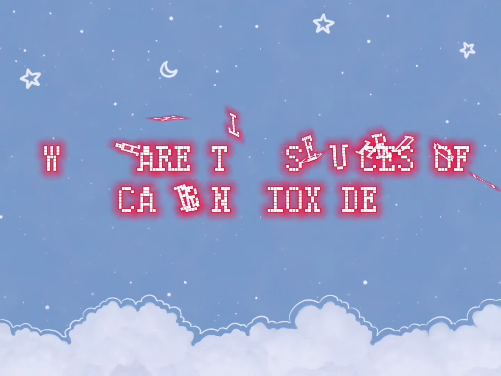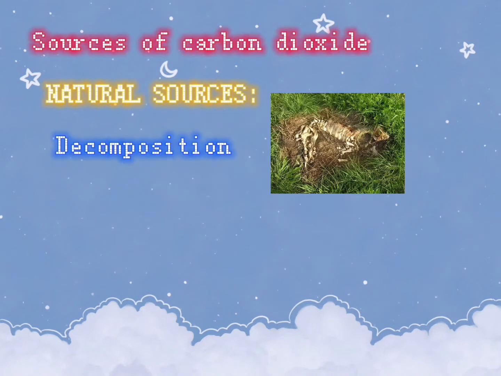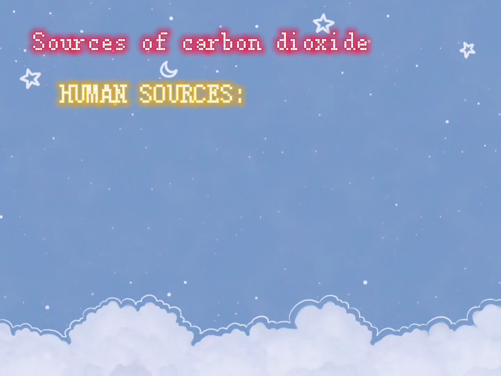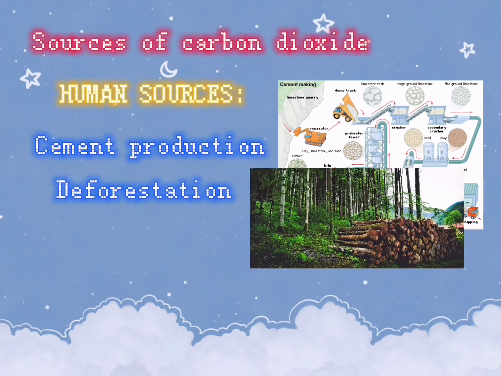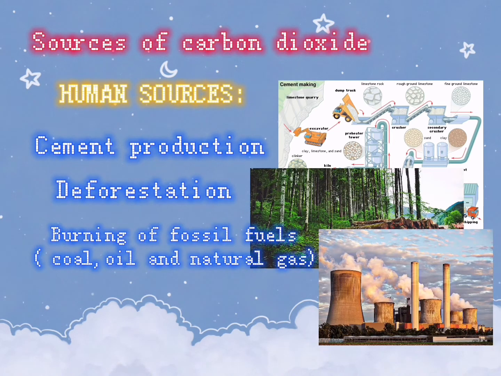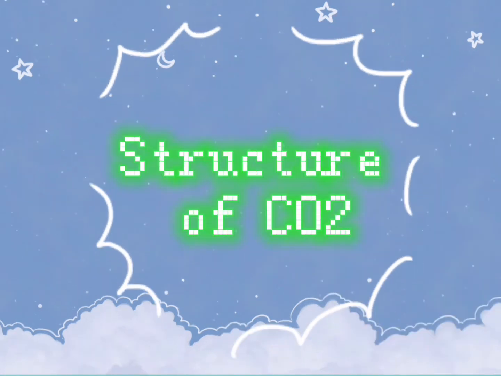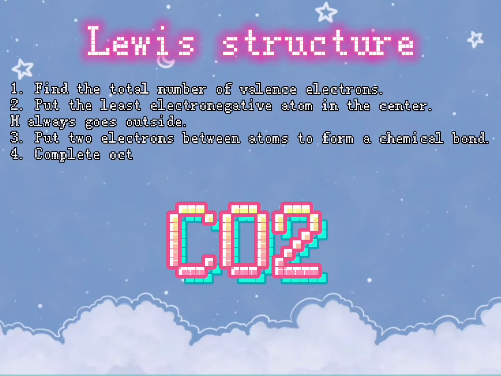What are the sources of carbon dioxide? Natural sources: decomposition, ocean release, and respiration. Human sources: cement production, deforestation, and burning of fossil fuels like coal, oil, and natural gas. So now we'll move on to knowing the structure of carbon dioxide. In writing the Lewis structure for carbon dioxide, the first thing we must do is to find the total number of valence electrons for CO2.